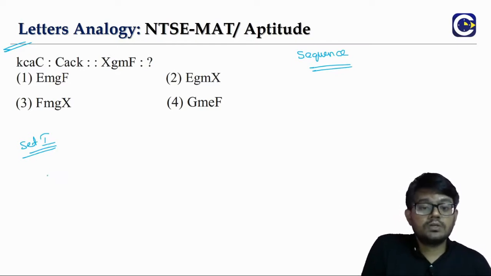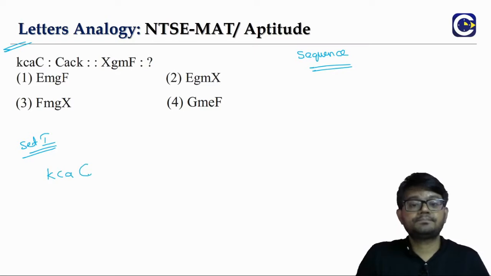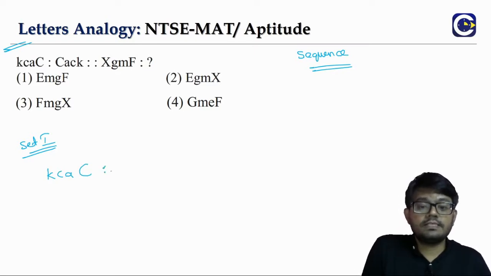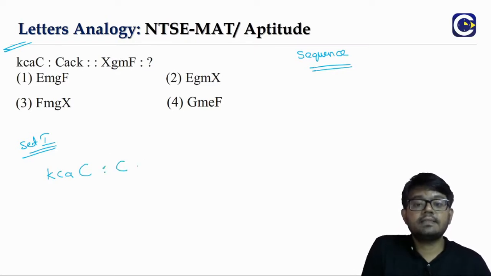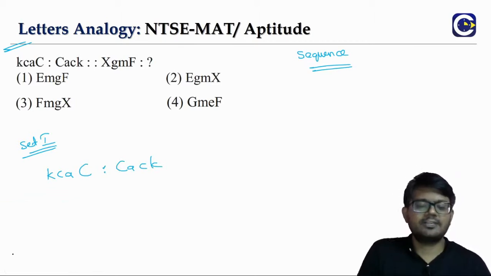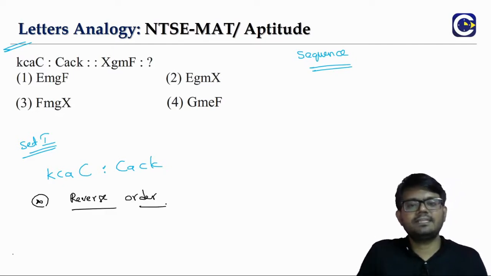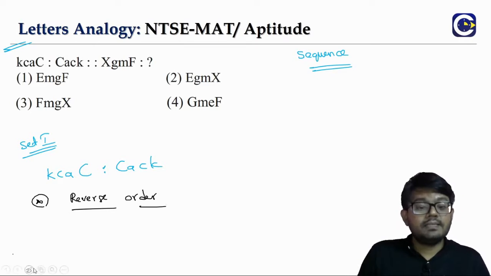Set 1 is small k, small c, small a and capital C. What is the second sequence here? Capital C, small a, small c, small k. I think this is straightforward, right? We just have to write them in the reverse order. That is it. Now we'll apply the same logic to set 2.